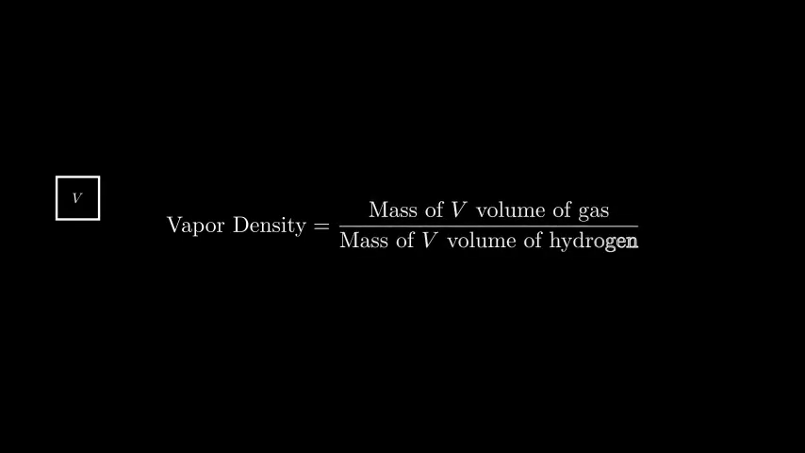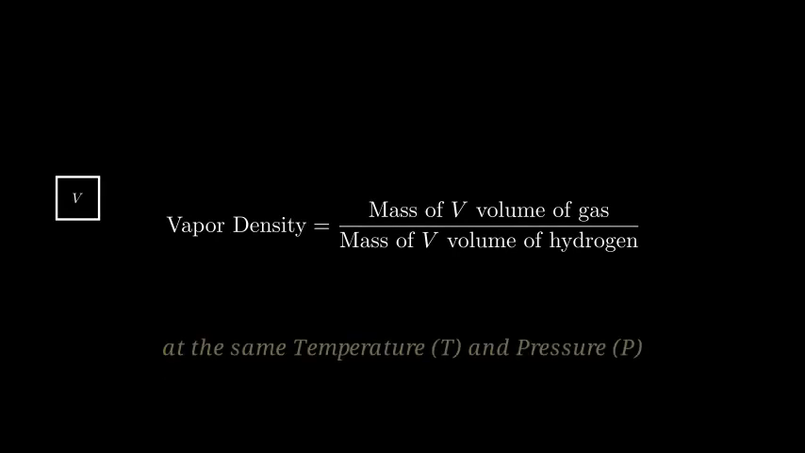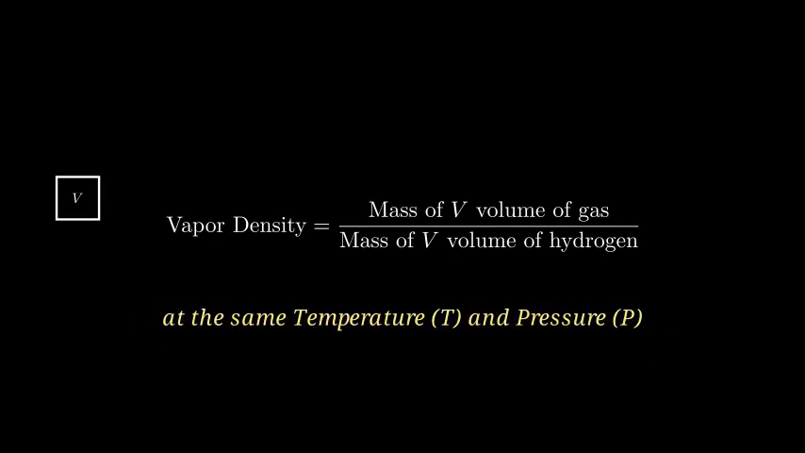To find out, let's start with the formal definition of vapor density. Imagine we have a specific volume, let's call it V, of a gas at a certain temperature and pressure. As you can see on the screen, vapor density is defined as the mass of this volume of gas divided by the mass of the same volume of hydrogen gas under those exact same conditions. At first glance, this looks like a macroscopic measurement, something we can do with a scale and some glassware.